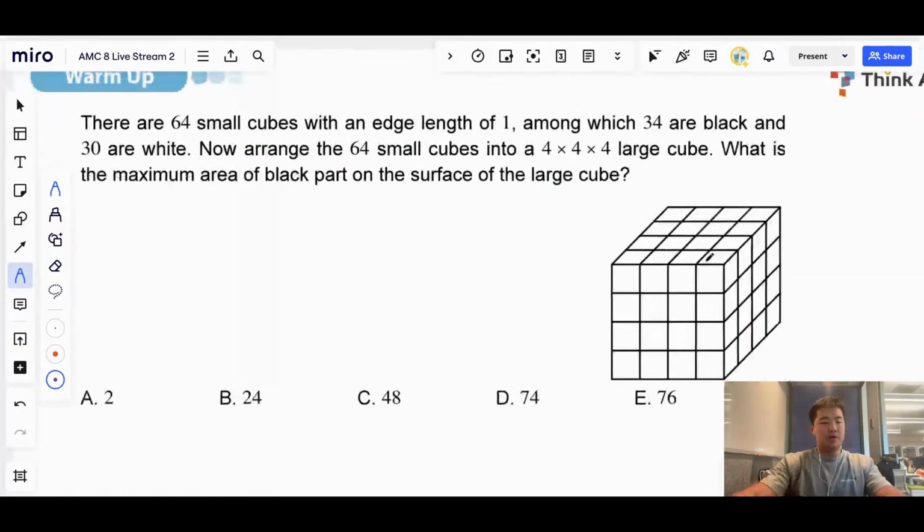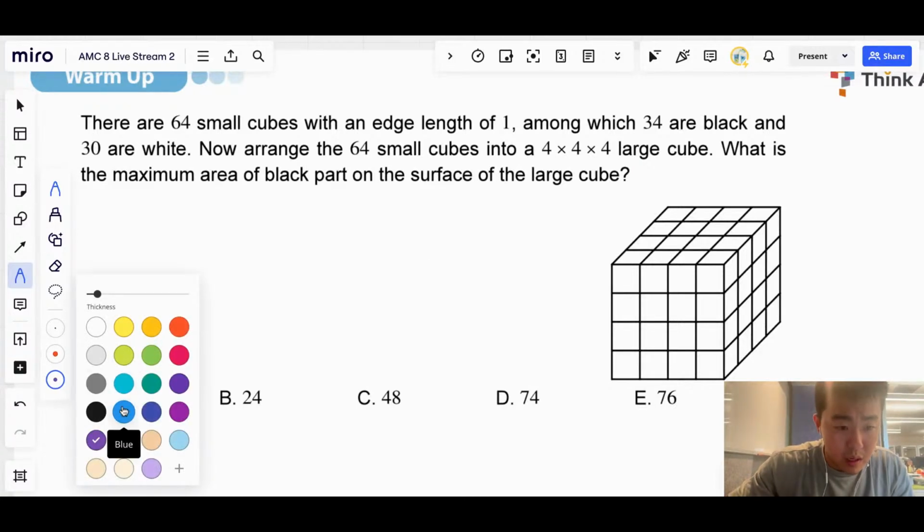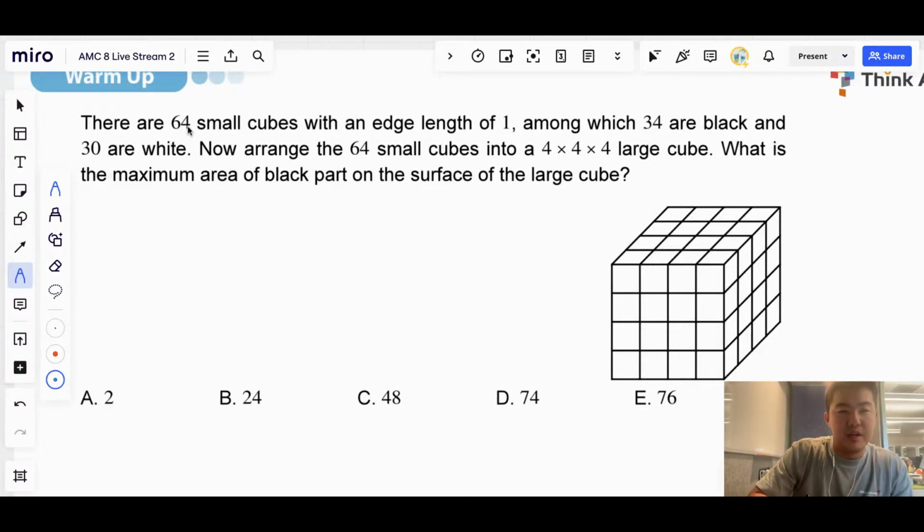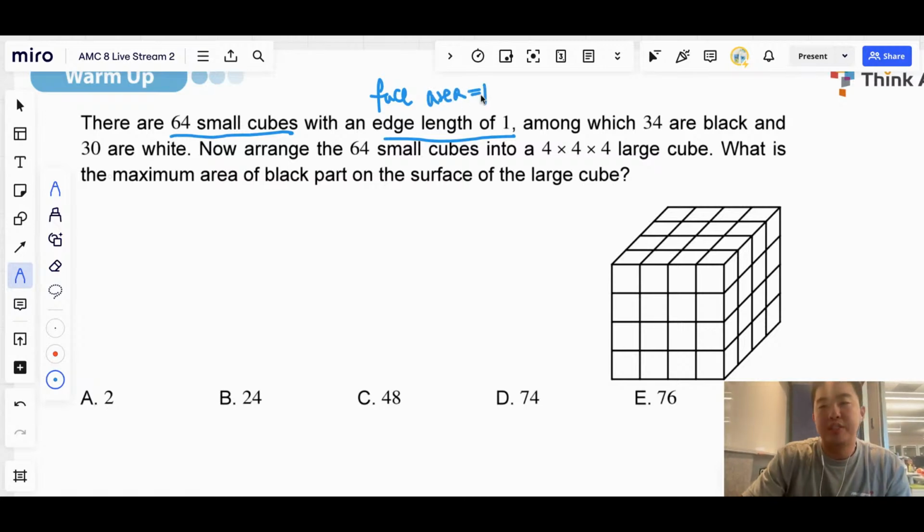And for the last one, okay, the last one is a really interesting geometry problem. It says there are 64 small cubes. So let me highlight the keywords. Okay, blue. So there are 64 small cubes with an edge length of 1. This is good because we know the area of each face, which is 1 square, should be 1, right? And among these 64, 34 are black and 30 are white.